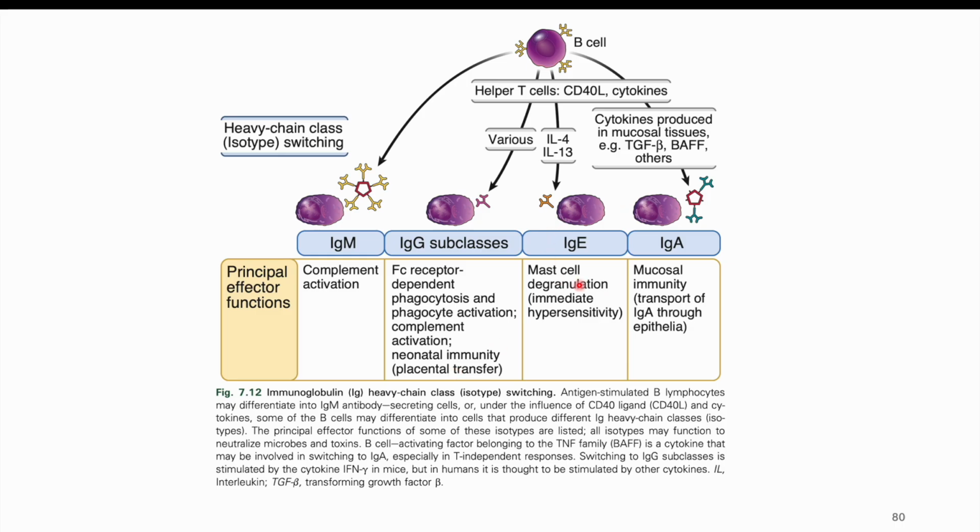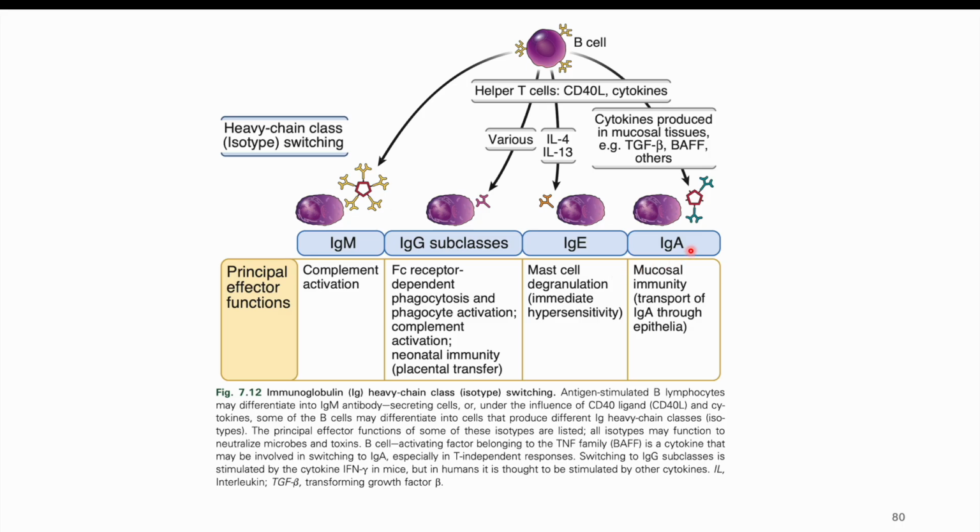Okay, if IgE is there, basically if the B cell receives interleukin 4 and 13, it will convert into IgE secretory plasma cells. The function of IgE is mast cell degranulation, and this happens when you have immediate hypersensitivity. I don't know whether you guys have faced this or not. Basically you touch something and immediately your skin gets inflamed, it's red, itchy. Those are hypersensitivity reactions to certain molecules, right? So in that case, which antibody is involved? It is the IgE type of antibody.